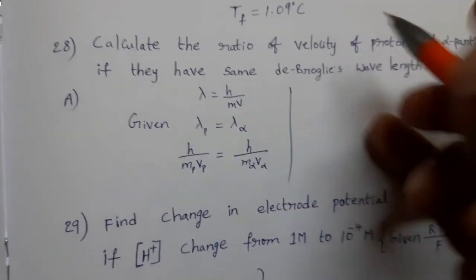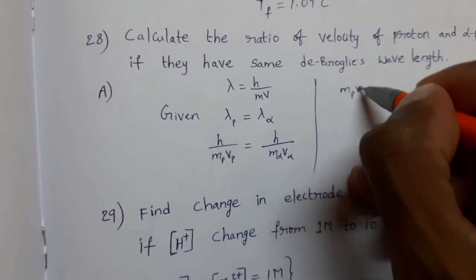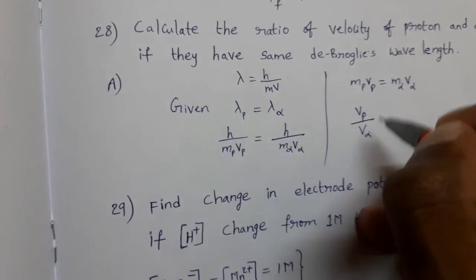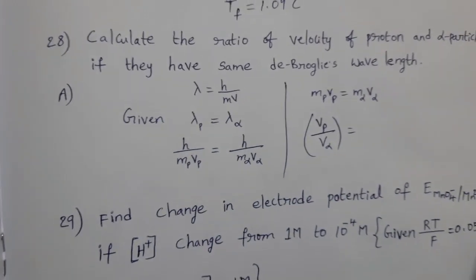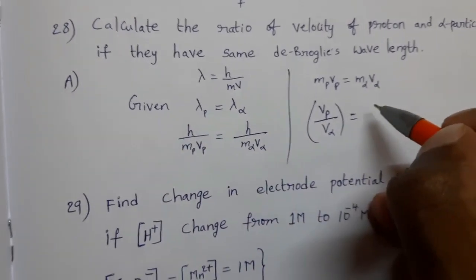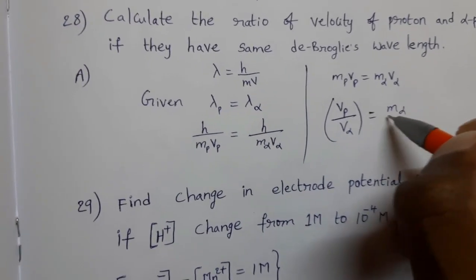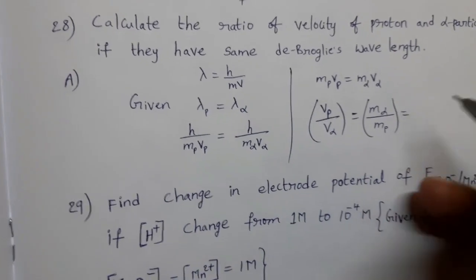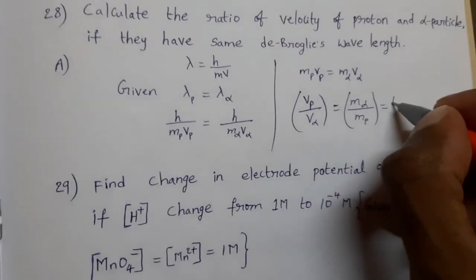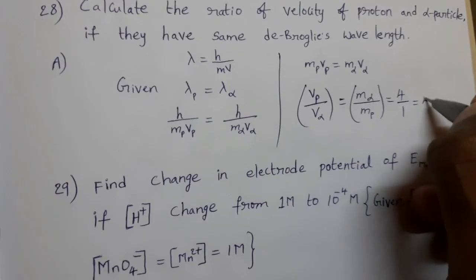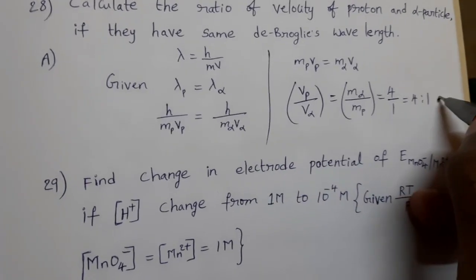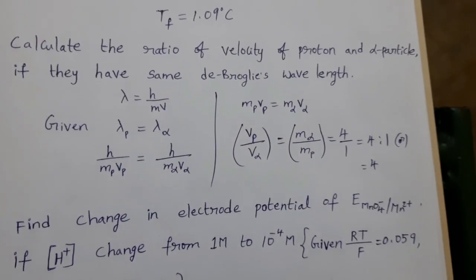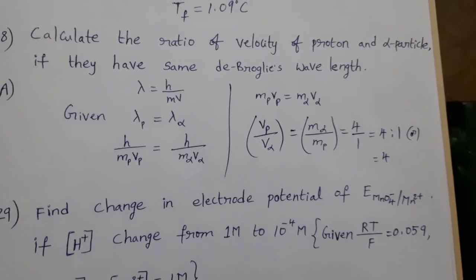H get cancelled. Then what is the remaining? M alpha V alpha. We want this ratio, velocity of proton divided by velocity of alpha particle. Then we can get velocity of alpha particle by mass of alpha particle divided by mass of proton. Alpha particle mass how much? 4, proton 1, then ratio 4:1, or simply we can say 4. Velocity ratio of proton and alpha particle is 4. Okay, so that is the answer.